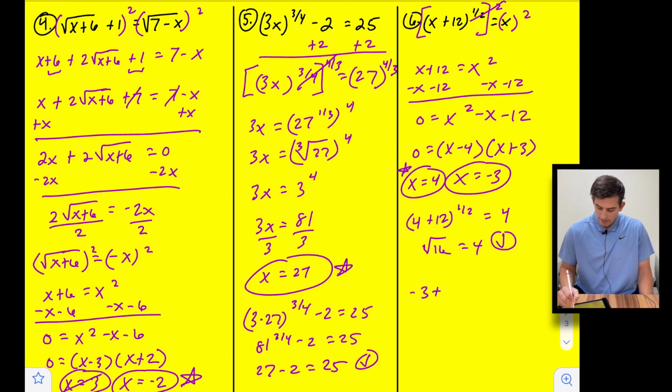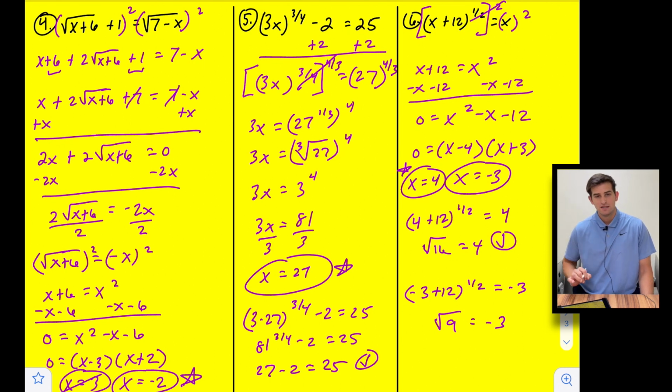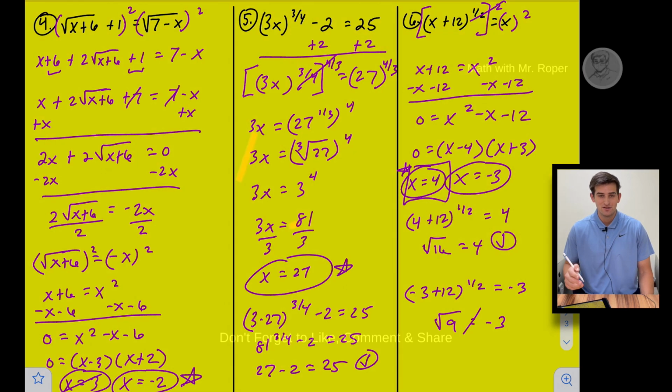Now we would have -3 plus 12 to the 1/2 equals -3. Now this would be 9 to the 1/2, which would be the square root of 9. But like we talked about a minute ago, if this were the square root of x, like what number do we take the square root of to get a negative number, right? That can't happen. It's not a real solution. And so in this case, we're going to say that actually is an extraneous solution. And so our only real solution here would be x is equal to 4. And that is how you can solve various types of radical equations.